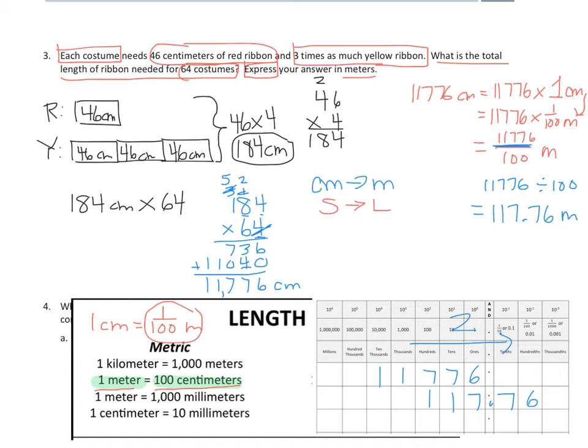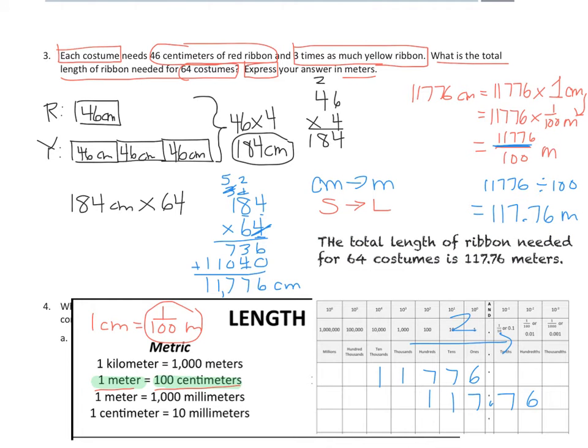And now we need to complete the sentence to the question, what is the total length of ribbon needed for 64 costumes? Let's write our sentence neatly somewhere. So here's our statement. The total length of ribbon needed for 64 costumes is 117 and 76/100 meters. So we're answering the question that we underlined in the word problem. And here is our answer. Hit pause if you're still working and you aren't ready yet.